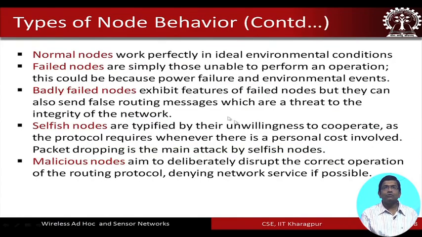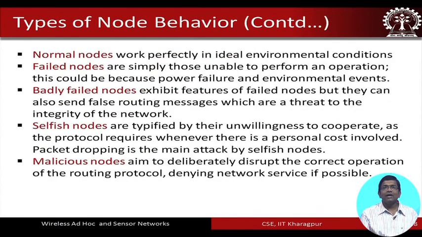Failed nodes are basically those which are unable to perform an operation that they are supposed to perform. For example, let us say that they are supposed to do some computations, but they are not able to, maybe because the node has run out of its battery, or maybe there are some environmental issues due to which the node has failed to operate. Badly failed nodes exhibit not only the properties of a failed node, but additionally they can send false routing messages, which are a threat to the integrity of the network.